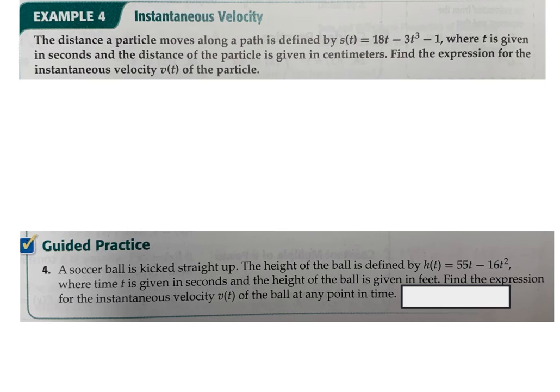This is worded. The distance a particle moves along a path is defined by this function, where t is given in seconds and the distance of the particle is given in centimeters. Find the expression for the instantaneous velocity. When you see those words instantaneous and they've given you a function before it, the s of t is your position function, all right? S of t is your position function, meaning where it is located.